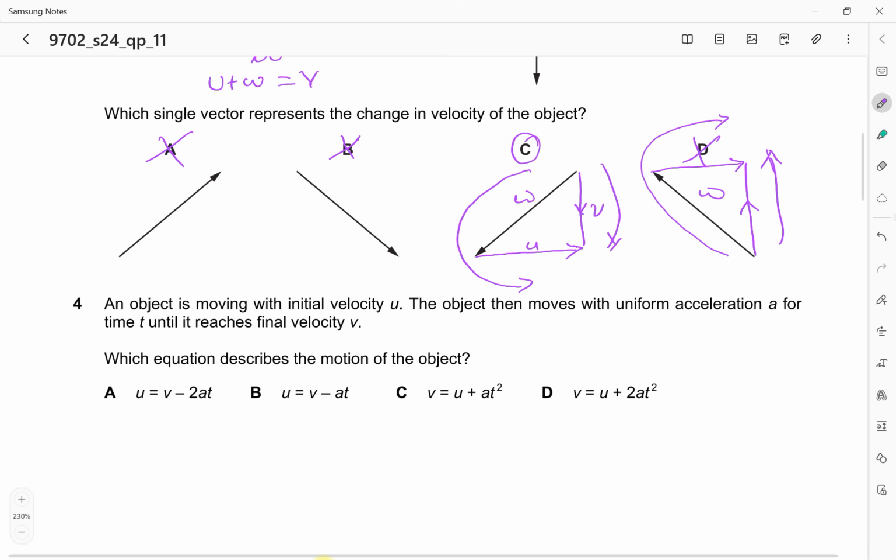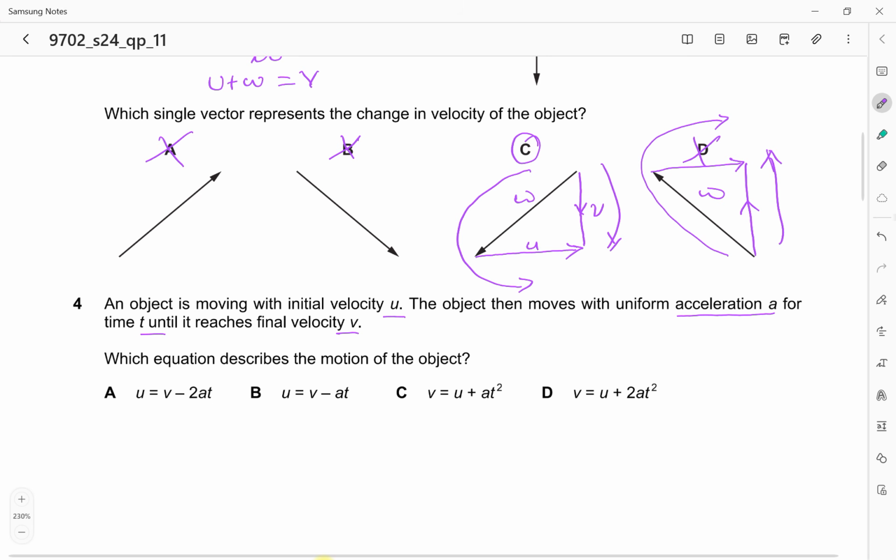An object is moving with the initial velocity u. The object then moves with a uniform acceleration. That means equations of motion can be considered for a time t until it reaches final velocity v. Which equation describes the motion of the object?